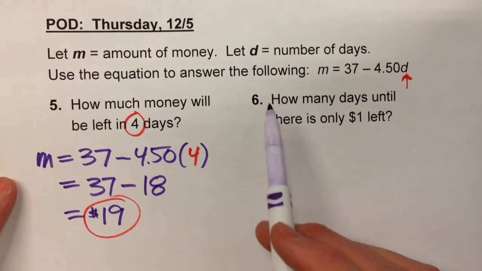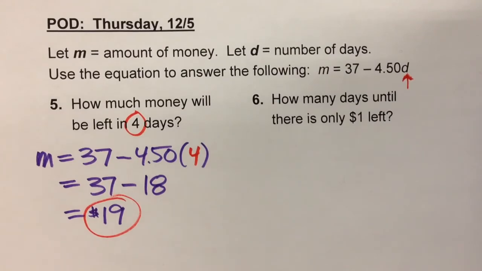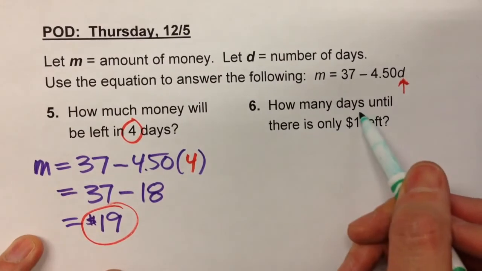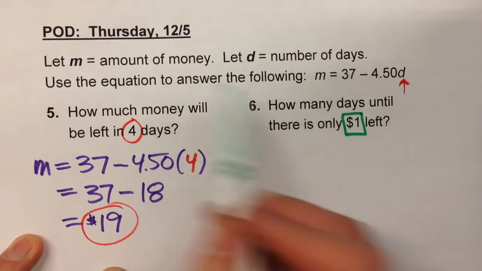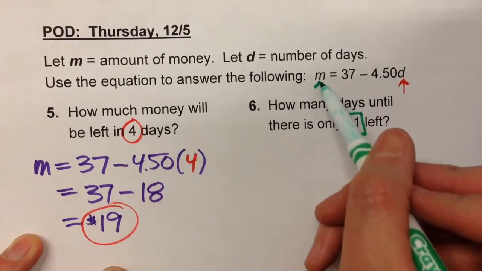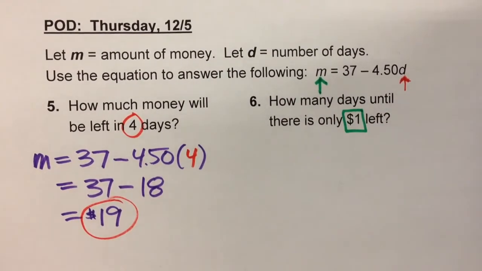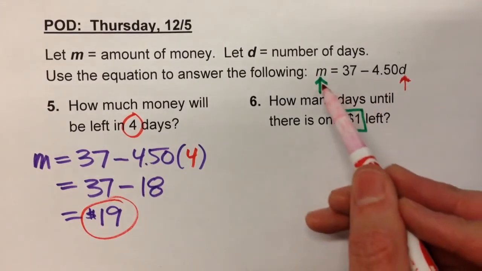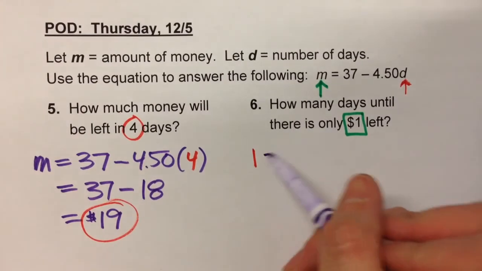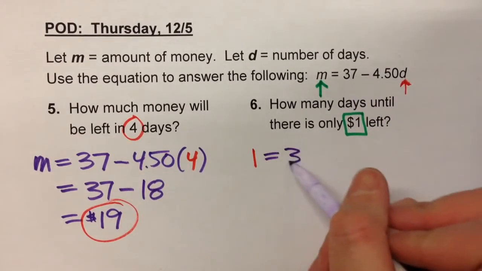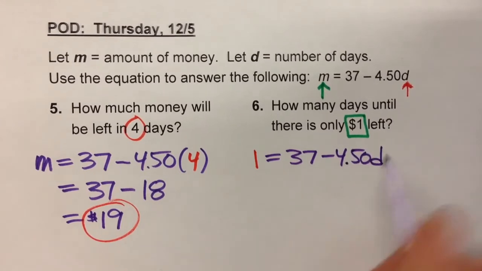Number 6, how many days until there's only $1 left? So in this case, the $1, it's not days this time. $1 represents the amount of money. That's our m. So we're going to replace m with 1. So when we write out our equation, instead of m equals all that, we're going to write 1 equals all of this. 37 minus 4.50 times d.